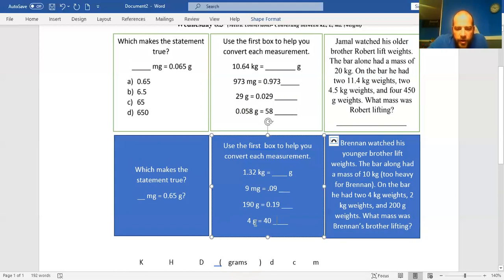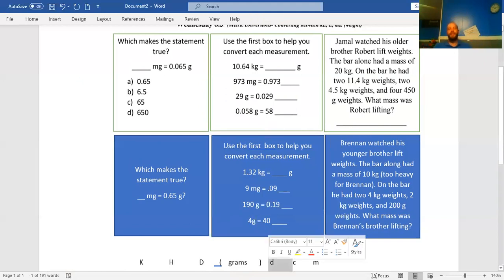And then I'm going to go from 4 grams to 40. So now I'm going to go from a decimal being here, and then I'm going to push it right 1. So I'm going to go from grams, push it right 1. That is DG. So that's 40 decigrams.